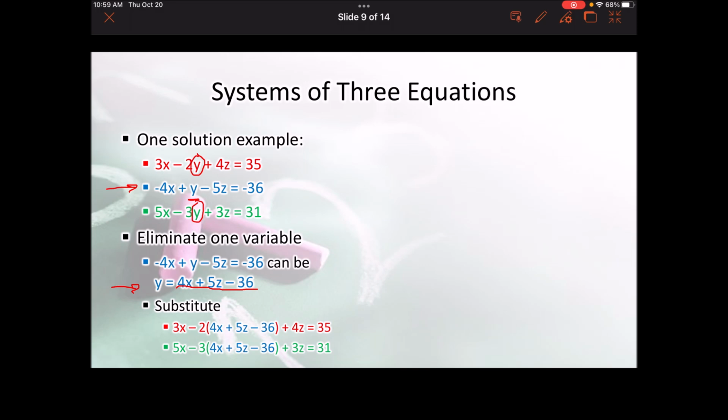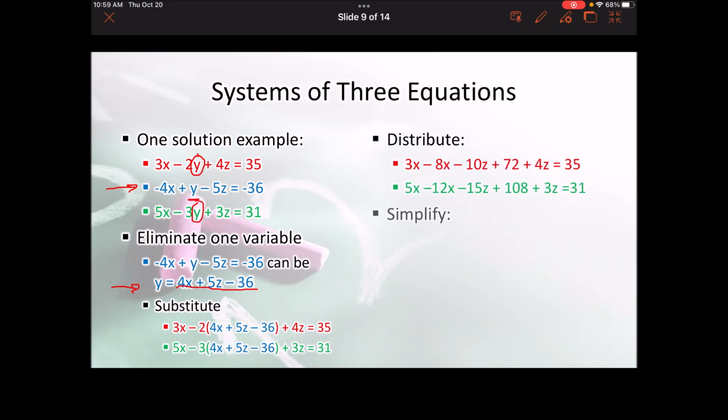The next step would be to simplify this, mainly by distributing. So if I take that red equation and I distribute that negative 2, make sure you distribute correctly. We want to make sure that negative 2 times 4x gives you negative 8x. The negative 2 times 5z gives you a negative 10z. And the negative 2 times negative 36 gives you the positive 72 that you see in this portion of the equation up at the top. I then simplify that down, giving me the negative 5x minus 6z is equal to negative 37, and negative 7x minus 12z equals negative 77.